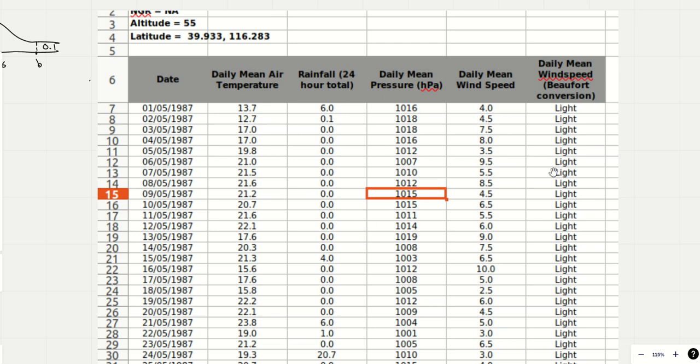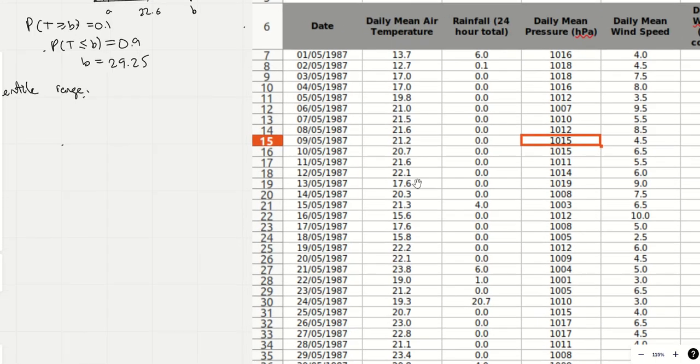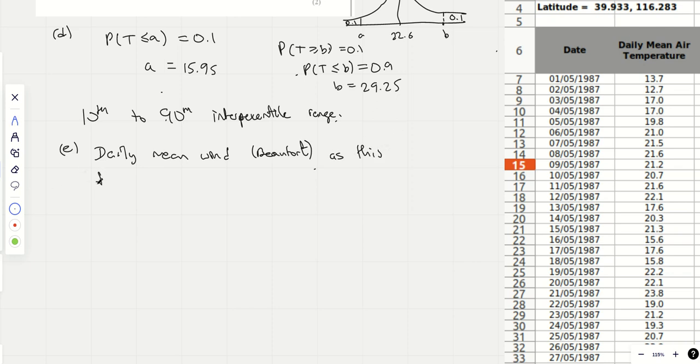Now the most obvious one, which isn't appropriate for a normal distribution, is obviously the last one, the daily mean wind speed Beaufort conversion, because the data is not quantitative. So daily mean wind speed Beaufort, as this data is qualitative, not quantitative. And so obviously you can't do any kind of normal distribution stuff on data which isn't quantitative.